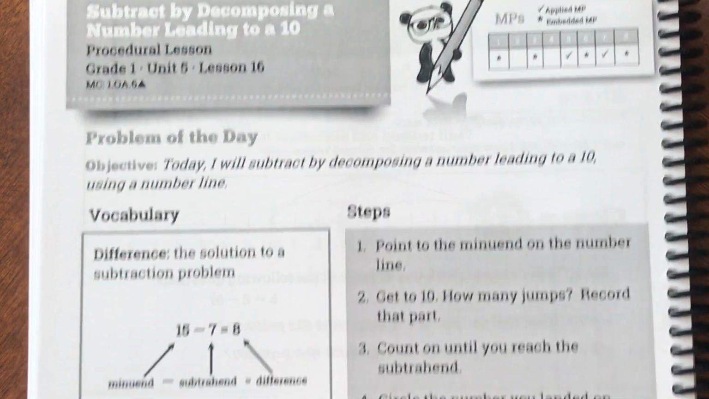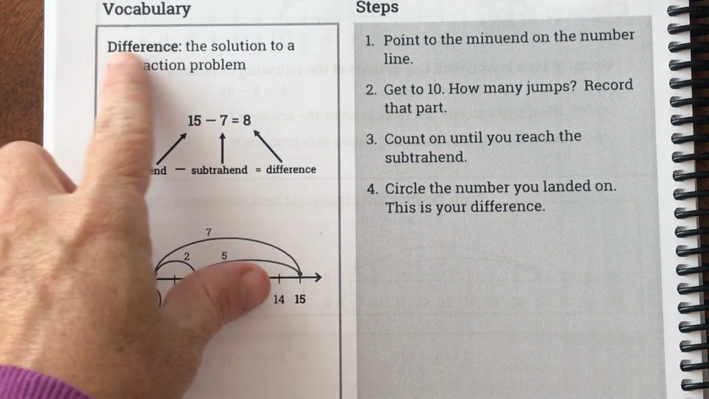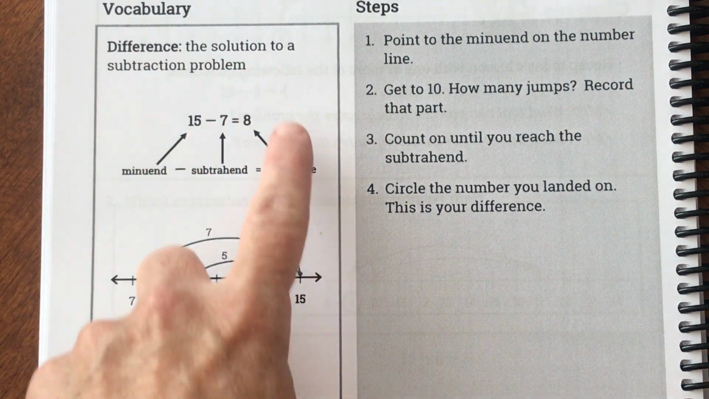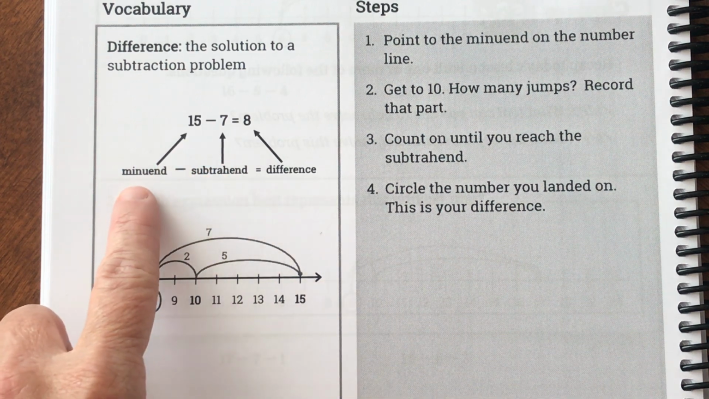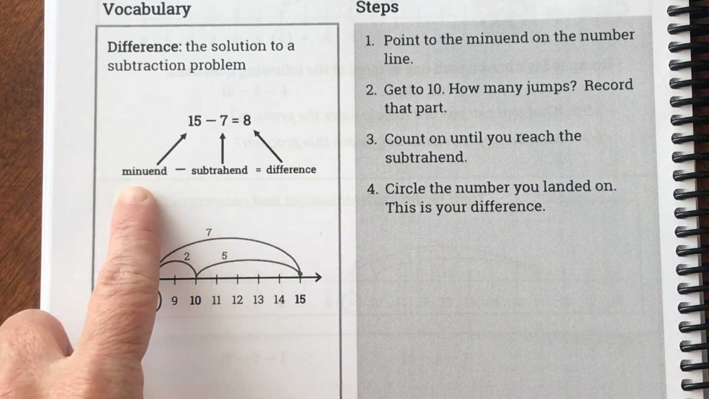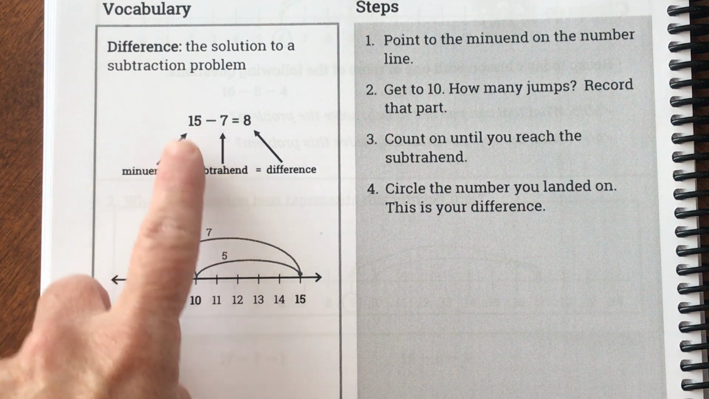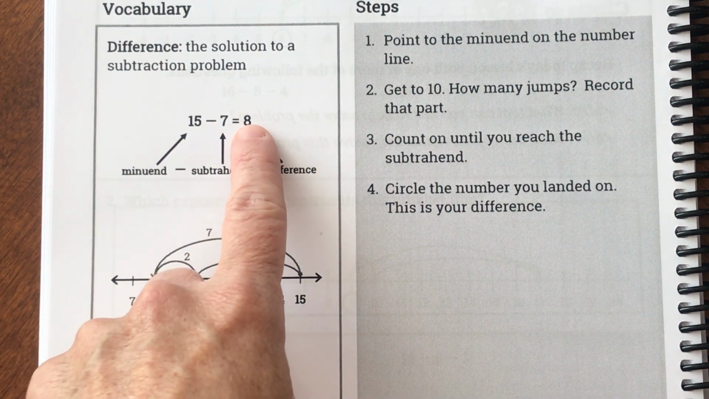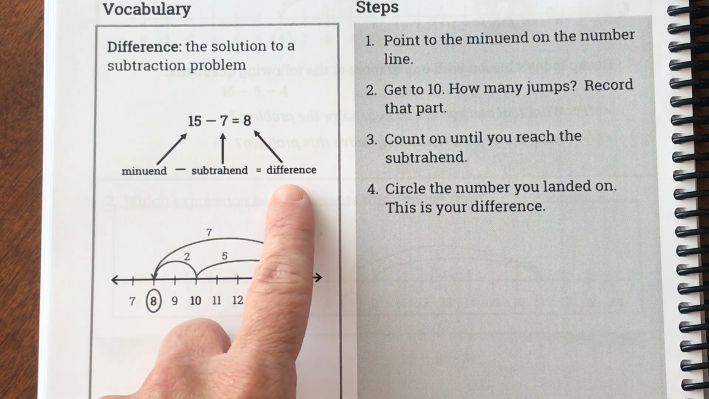Okay, so let's look at our vocabulary. Our first word is difference, and it says the solution to a subtraction problem. So here's a subtraction problem. Remember, our starting number is the minuend. What we subtract is our subtrahend, and our answer or solution is called our difference.